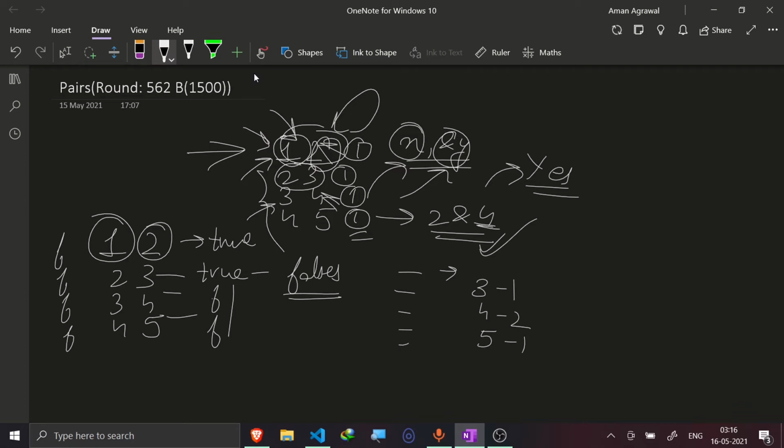3 1 4 2 5 1. Now, as both these elements have to be different, which is mentioned in the question, so the number in the frequency array of any number, if that is equal to the number of falses, then the answer would be definitely yes. As we can see that there are two falses and the frequency of the 4 is 2. So the answer would be definitely yes.